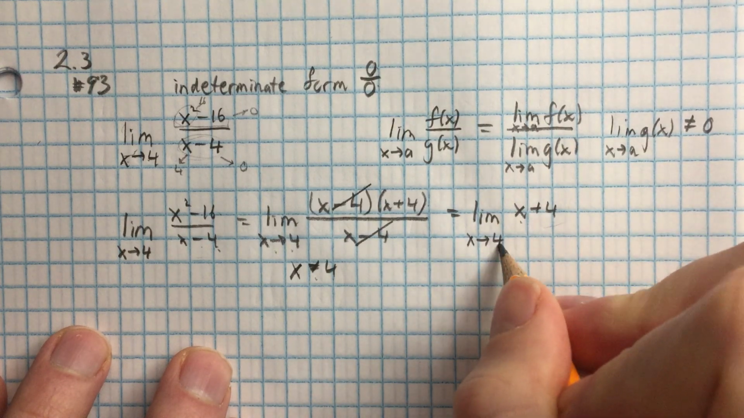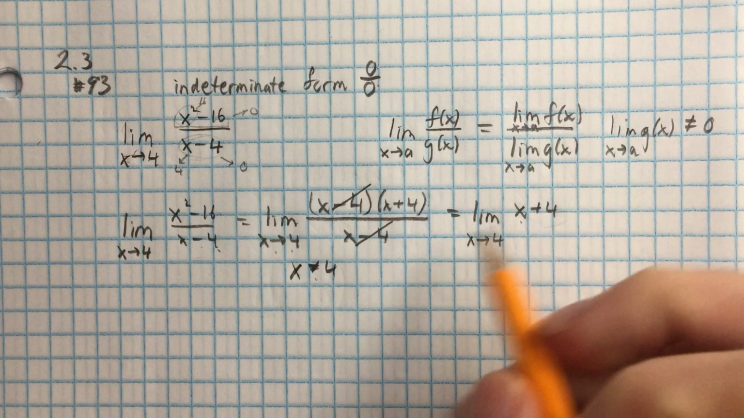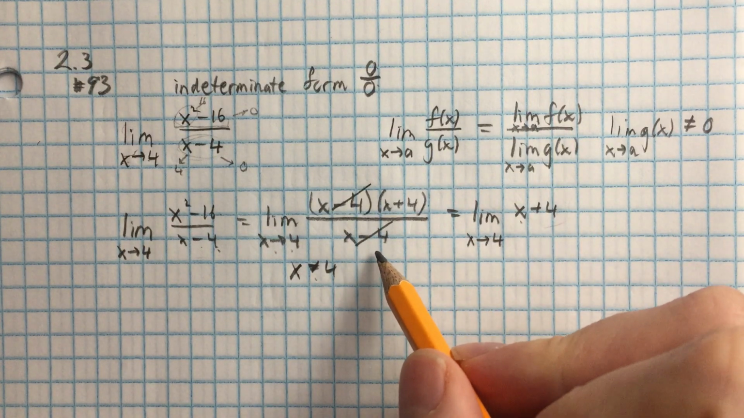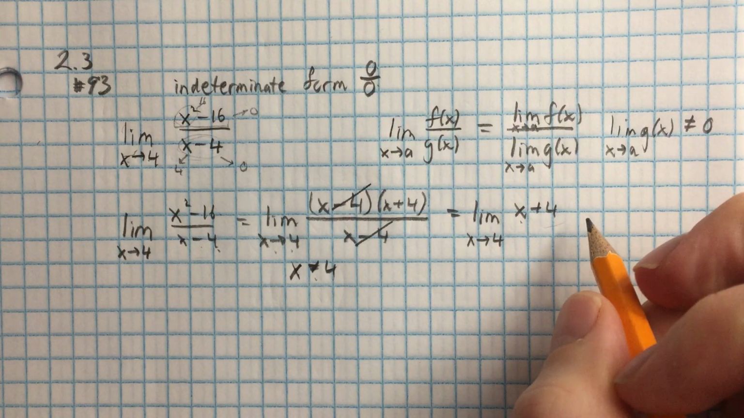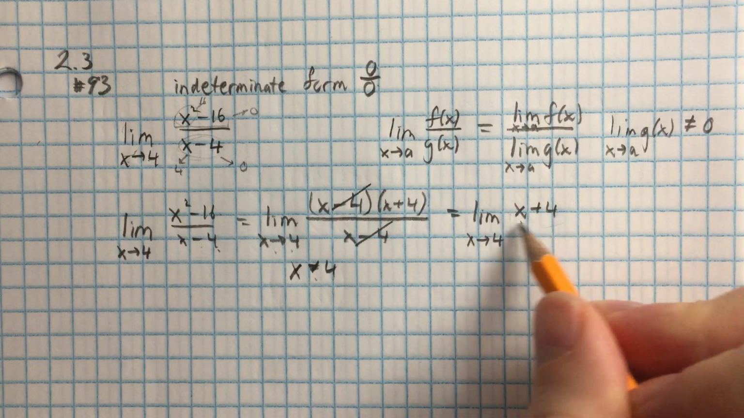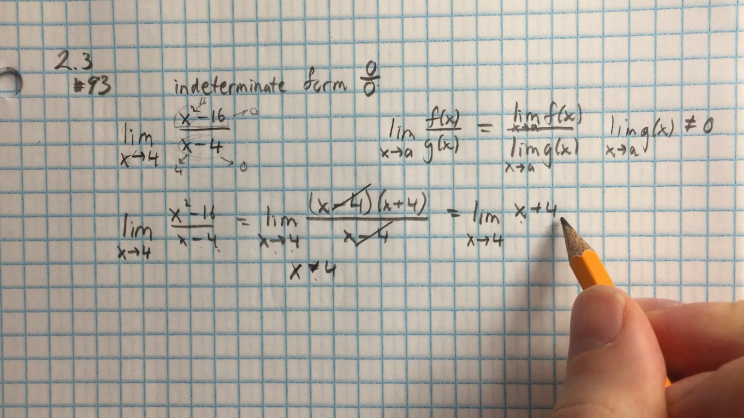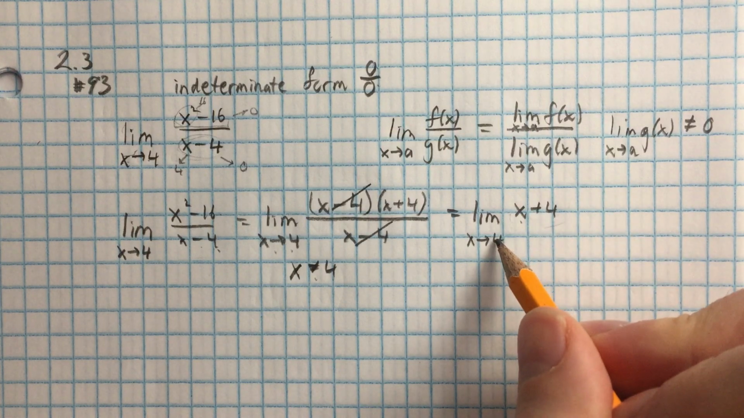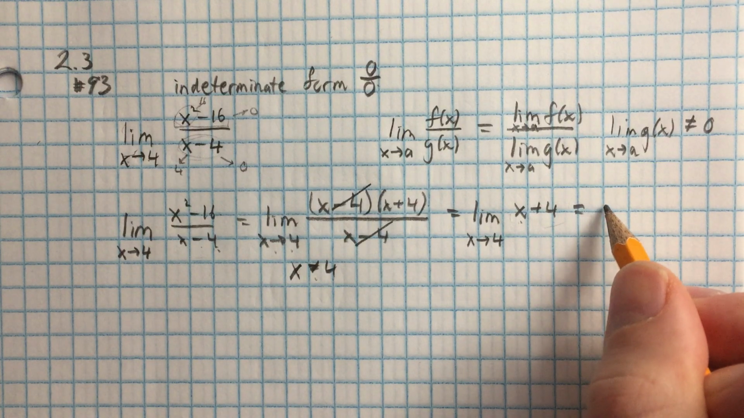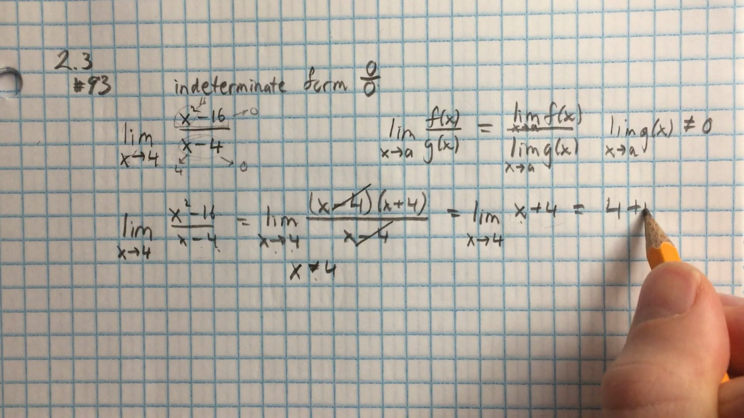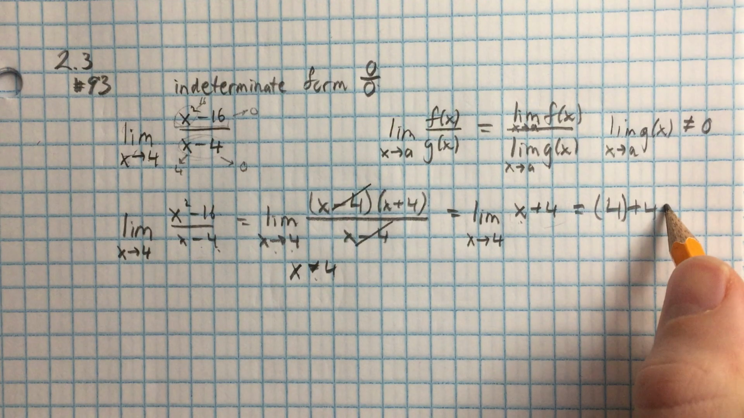As x approaches 4. So now the whole problem with the bottom going to 0 is eliminated. And we can now use direct substitution because this expression is a polynomial and therefore it's continuous everywhere. So direct substitution leads to plugging 4 in, and we will get that the limit is, of course, 4 plus 4, which is 8.